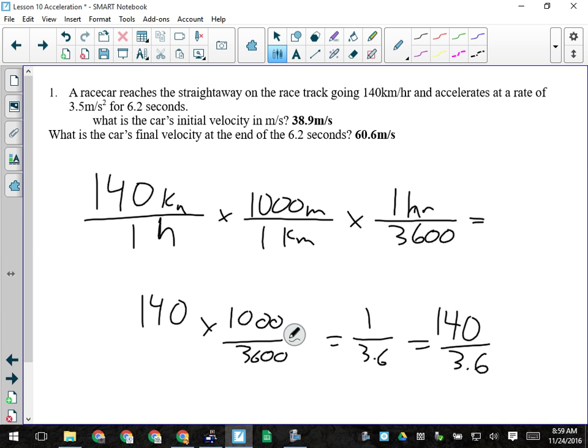All right. The second part of the question is an acceleration question. What's the car's final velocity at the end of the 6.2 seconds? So it starts out at this velocity. It's going to accelerate at this rate for this long. They're giving me VI, A, and time. So I have VI, I have A, and I have T. What am I looking for? VF. All right, I'll give you a few minutes and I'll go over that one and then I'll set you to work on that.